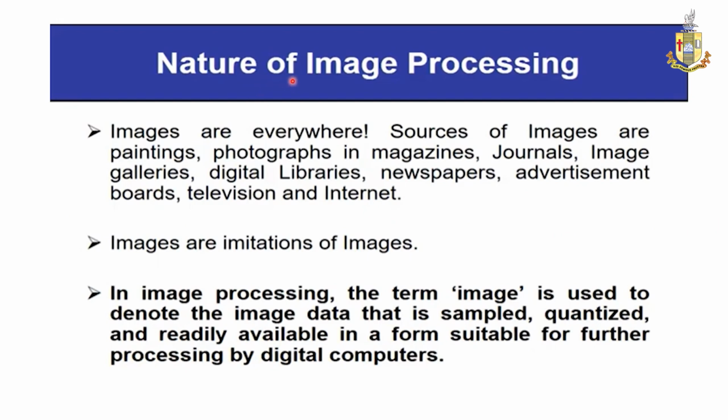So let us see what are the natures of image processing. So images are used everywhere. There are various sources of images like painting, photographs, magazines, journals, galleries, digital image libraries, newspaper, advertisement, television, internet. So everywhere we can see images around us. Image is nothing but an imitation of images. So image stored in the form of image data, it is quantized and sampled and it is readily available for further processing in the digital computer.